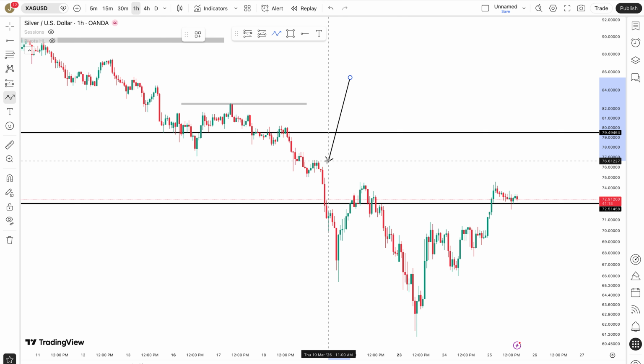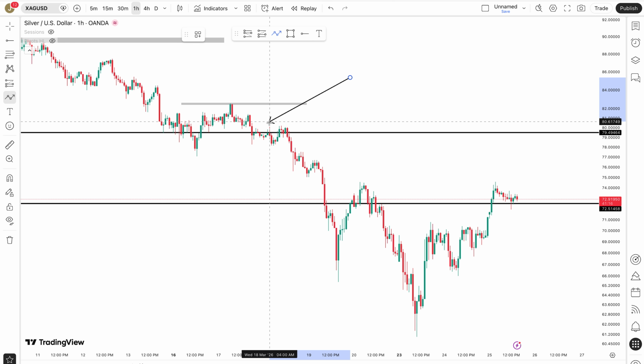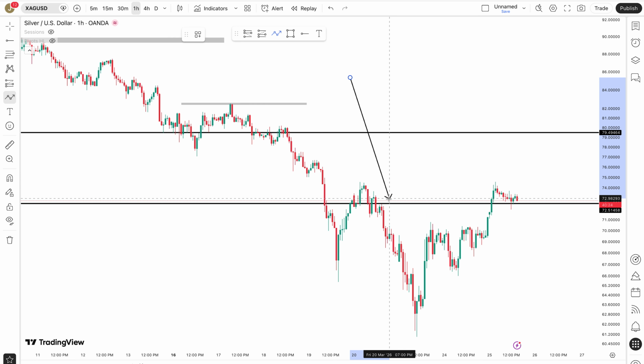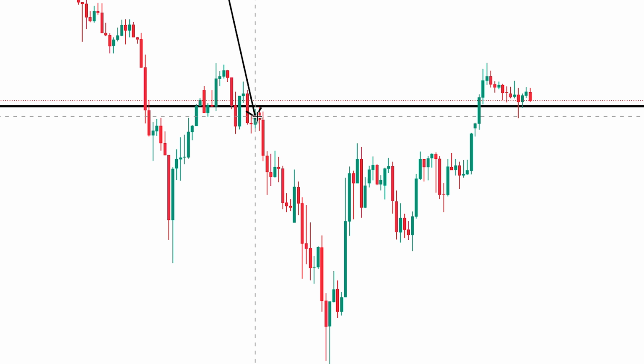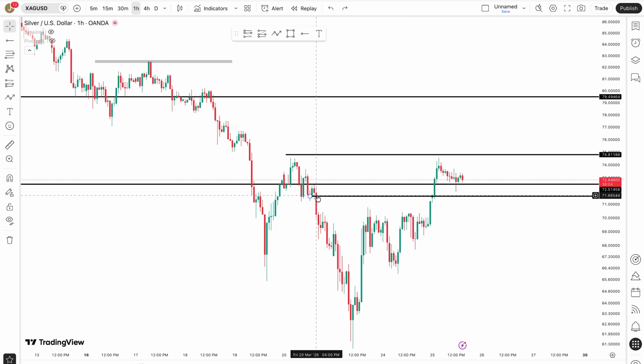So we have a lower high here. We have a lower high here. We have a lower high here, lower high right here. This gives me more confluence for me to enter a sell trade. And when price ended up coming back below this level, that was my indication to enter this trade. And I ended up entering this trade right around here.